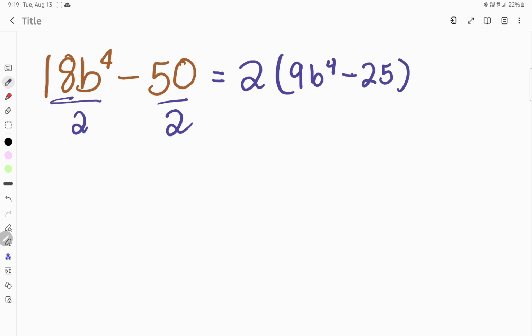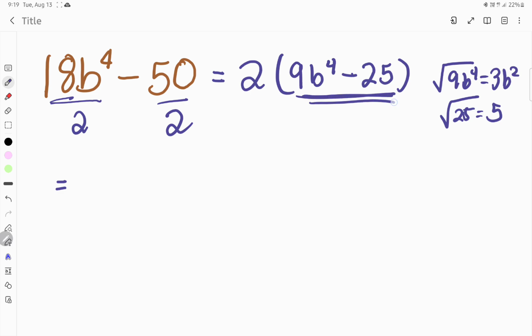Now, there would be another analysis of whether this is a difference of two squares. If I analyze that, what is the square root of 9b to the fourth? The answer is 3b squared. And then what is the square root of 25? That would be 5. So therefore, I can now factor that out. It is now a difference of two squares here in the parentheses, or the grouping symbol.